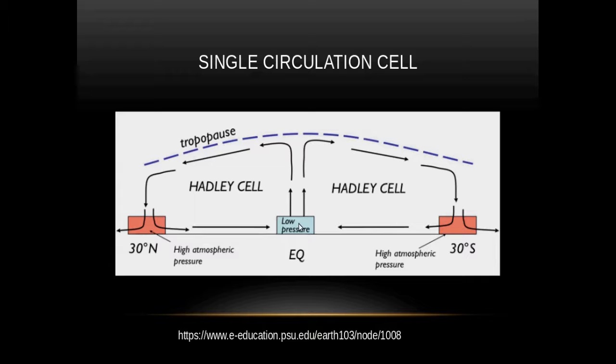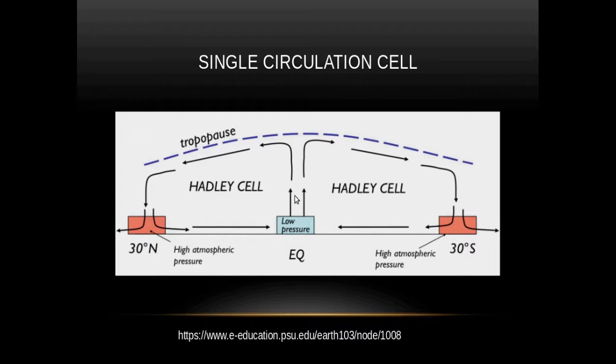This gives us our first set of atmospheric cells, one on each side of the equator. Both cells start at the equator where warm air rises. The air rises until it hits the top of the troposphere, where it travels north or south until it cools and falls back to Earth. Then the air travels back to the equator.